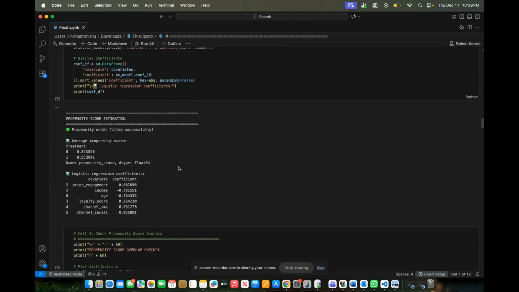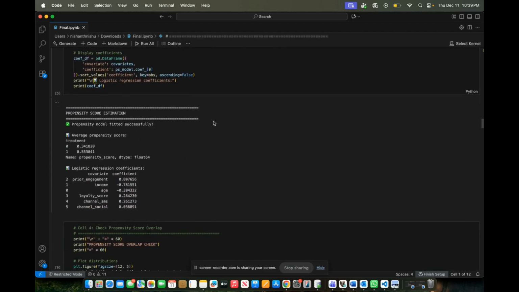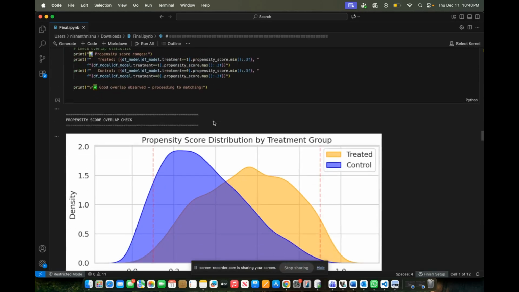Here, in propensity score estimation, we train a logistic regression model to compute propensity scores, which represent each customer's probability of receiving the discount. We standardize numeric features and one-hot encode categorical variables for stability. Then we add a new column, propensity score. This score captures how marketers targeted customers. If loyalty and engagement strongly predict receiving the discount, the model will reflect that. This is the backbone of the entire matching process.